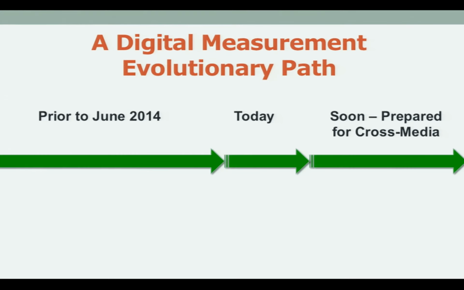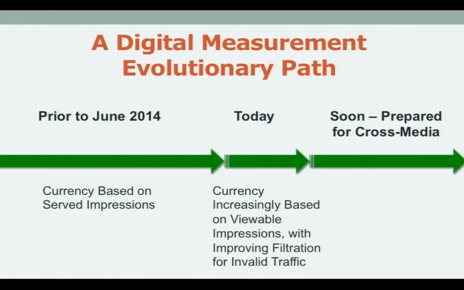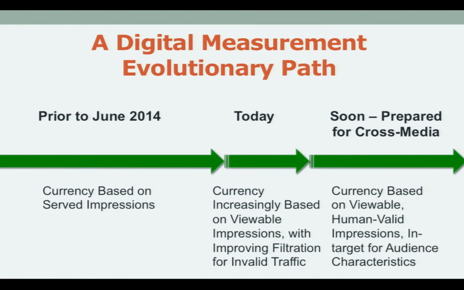Finally, just where we are today. Prior to June of 2014, digital was operating with a currency based on served impressions. Today we're kind of in an interim period. Currency's moving from served to viewable impressions, but really where we want to go is currency based on viewable, human valid impressions in target for audience characteristics.